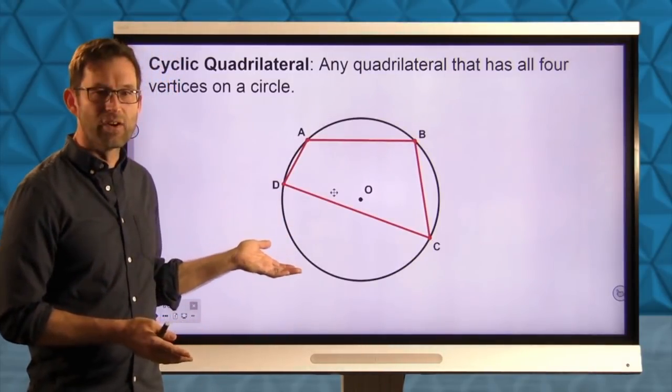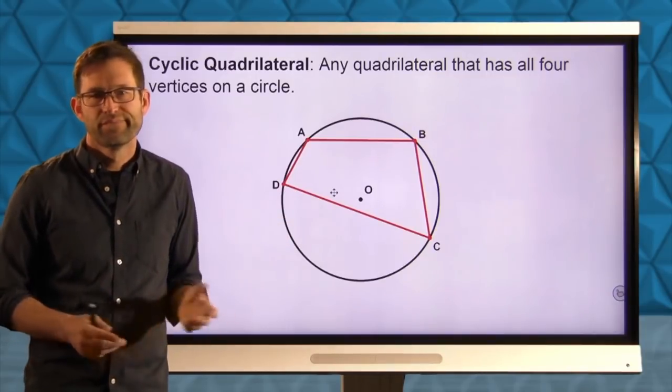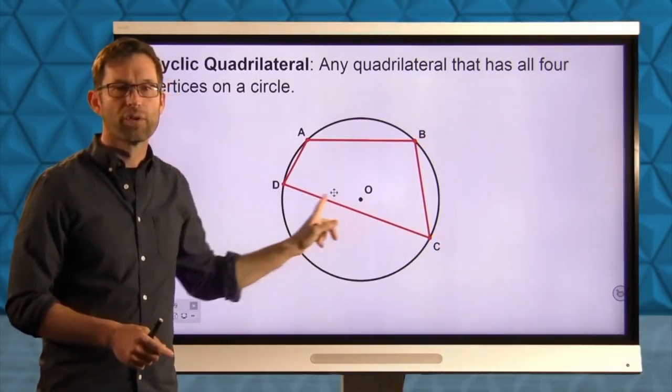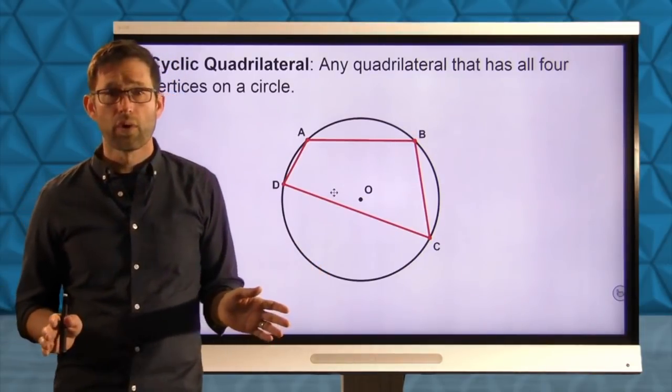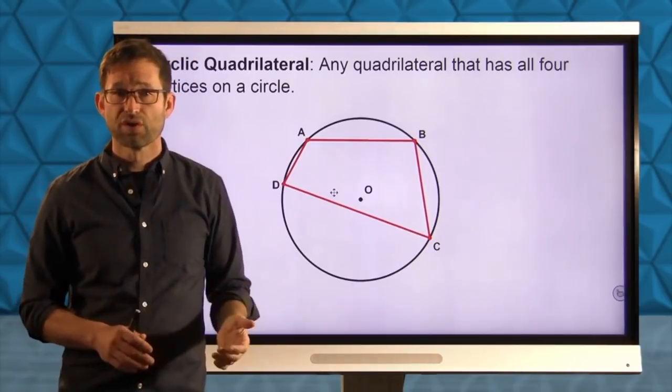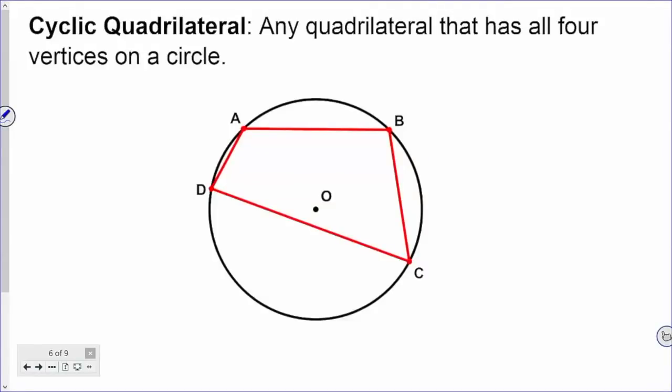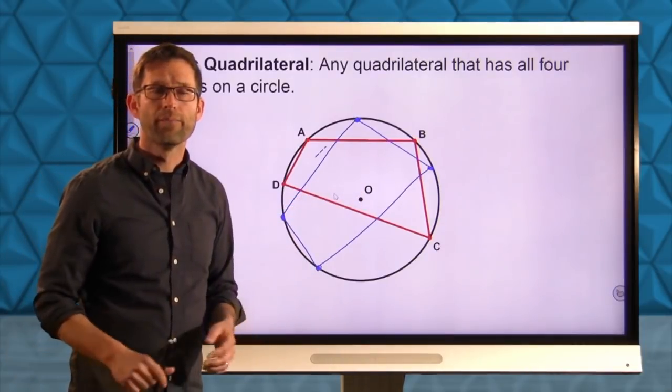ABCD here is a cyclic quadrilateral, right? Because all four of the vertices lie on a circle. Now, don't get me wrong. Not every quadrilateral can have its vertices on a circle, but you can certainly envision situations where you just take a circle, you put 4 points on it, you connect them with straight line segments, and that's a cyclic quadrilateral.